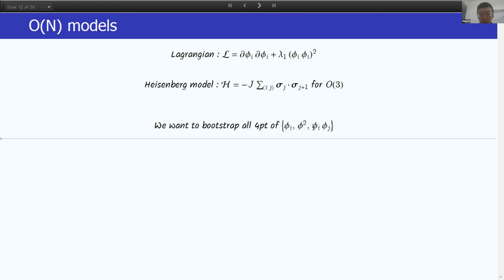One idea is that we can put in more operators. So we want to study this phi, which is the O(N) vector. And phi squared is the O(N) singlet. Now we also want to include one more operator, which is the O(N) traceless symmetric tensor. So it's a simple idea. Why did people not do it before?